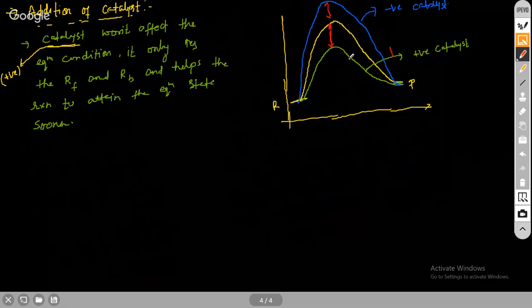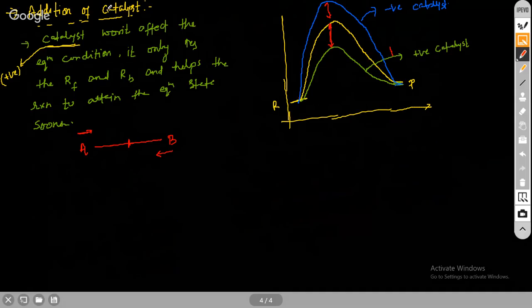Okay, catalyst effect. See, catalyst effect is nothing. First of all, catalyst won't affect the equilibrium condition, right? Suppose A and B reaction we have, and here is the equilibrium condition we have somewhere in between. So this is the forward reaction, and this is the backward reaction we have. So after some time, this equilibrium will get into this, right?